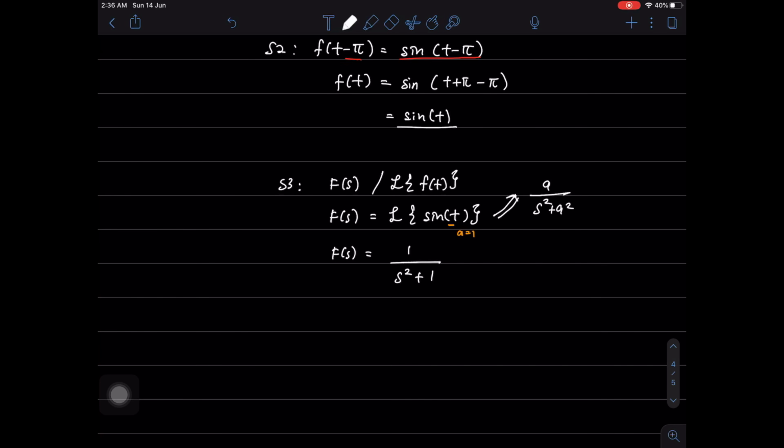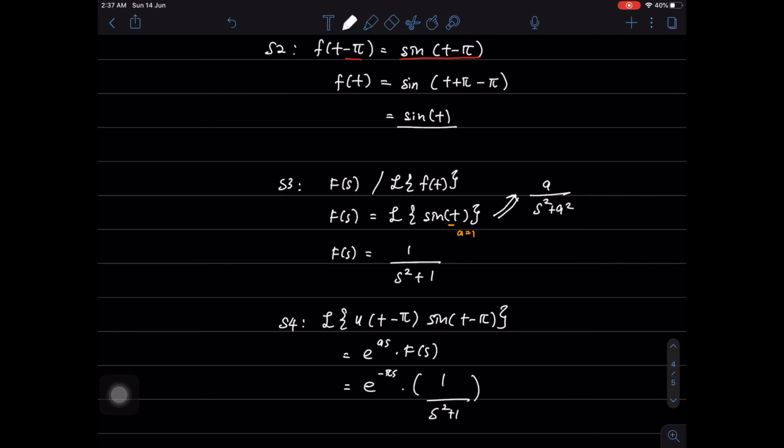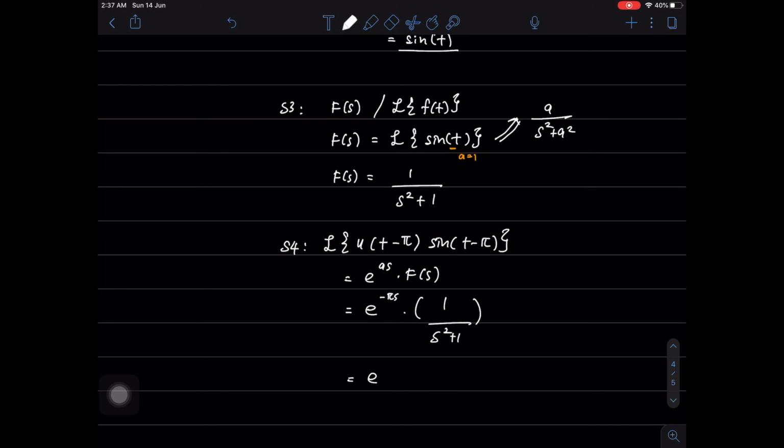Now we already know our a and our F(s). We move to step number 4, where the Laplace transformation of u(t-π) sin(t-π) is equal to e^(-as) times F(s). We know that a is equal to π, therefore we have e^(-πs), and F(s) is equal to 1 over s² plus 1. Therefore our final answer is e^(-πs) over s² plus 1.